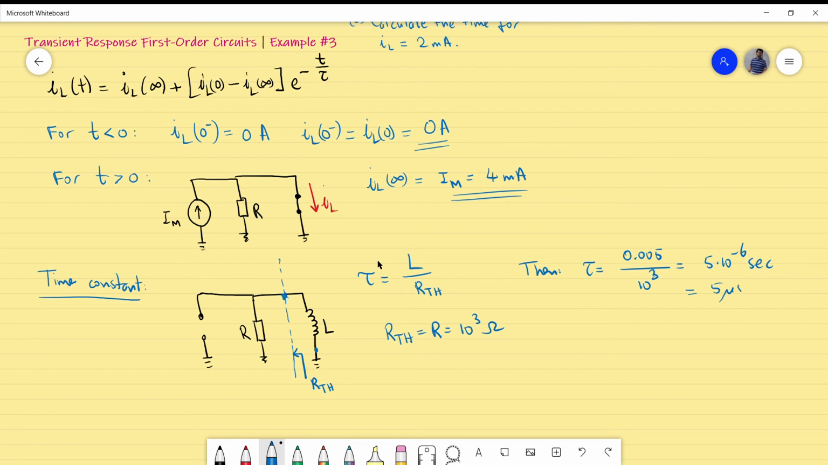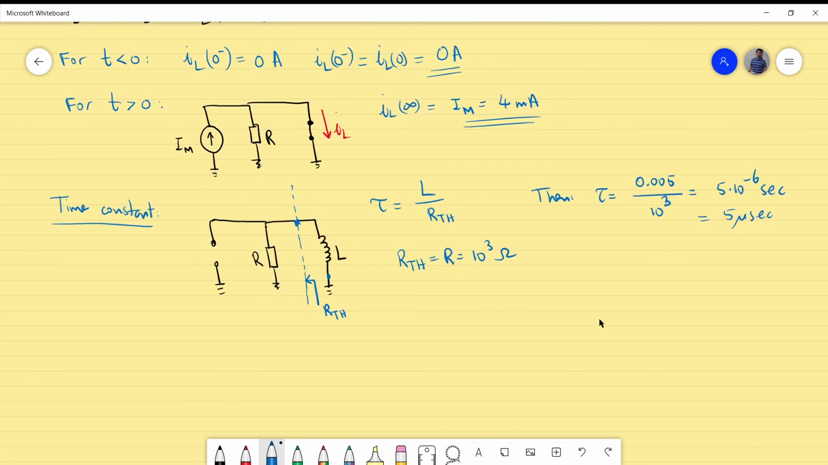Okay, that is actually the last parameter. Now we can fill in the formula, which is given already at the beginning. So we just fill this in, and there's also the initial condition, the final condition and the time constant, and that will make it up. All right, then IL as a function of time is equal to 0.004, that is the final condition, plus the initial condition, which is 0, minus 0.004, times e to the power minus t divided by 5 times 10 to the minus 6.